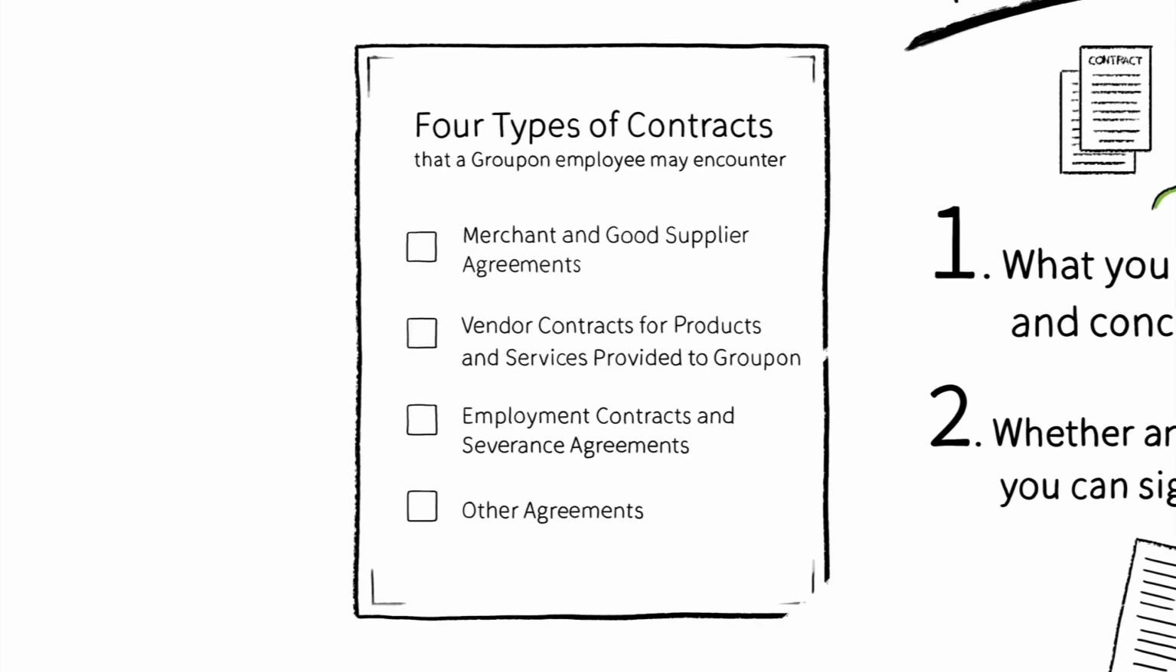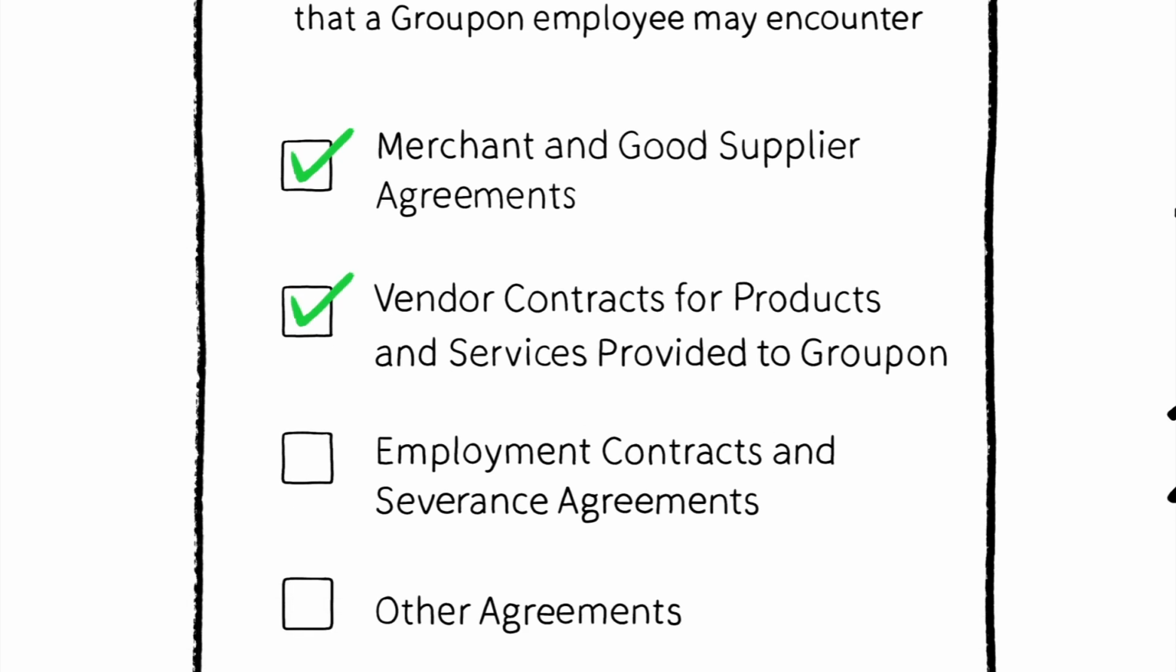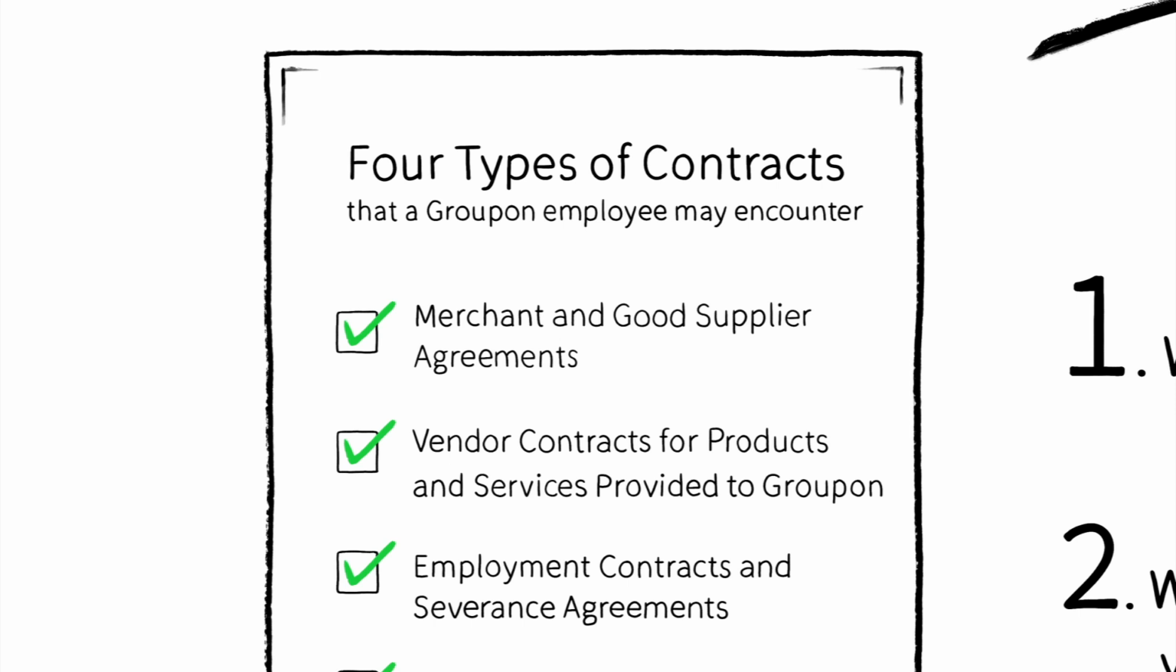There are 4 types of contracts that a Groupon employee may encounter: merchant and good supplier agreements, vendor contracts for products and services provided to Groupon, employment contracts and severance agreements, and other agreements like leases and legal settlements. Since most of Groupon's employees only deal with the first 2 types of contracts, we'll focus on them.